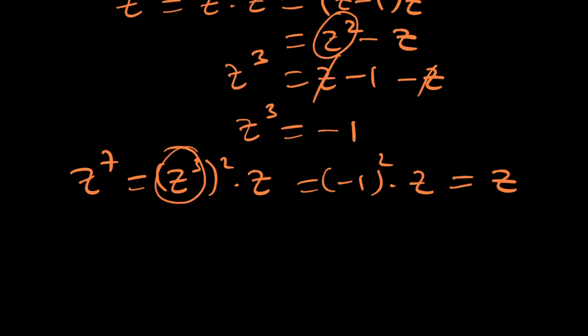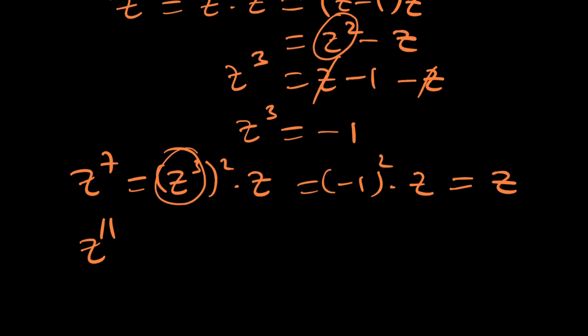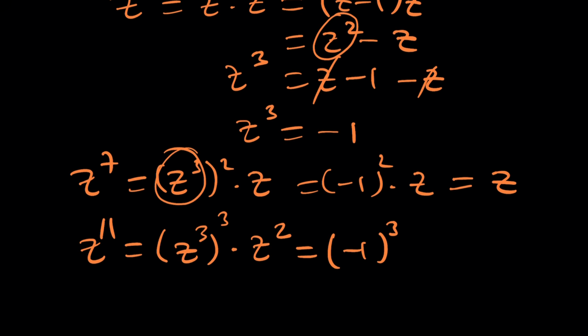What about the 11th power? Well, maybe we can do the 3rd power and then multiply it by z squared, or you can do the 4th power and divide by z, but then you'll have to go backwards. That's a lot of work. Let's not do it because we're lazy. I'm lazy at least, right? Negative 1 to the 3rd times z squared. But what is z squared, right?